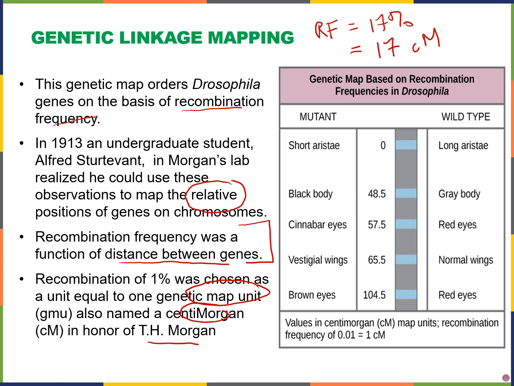So here are some examples of the relative positions of these different genes. So for example, if I looked at body color and cinnabar eyes, it looks like they are 9 centimorgans apart. That means if you were to cross these fruit flies, you would get a 9% recombination frequency.